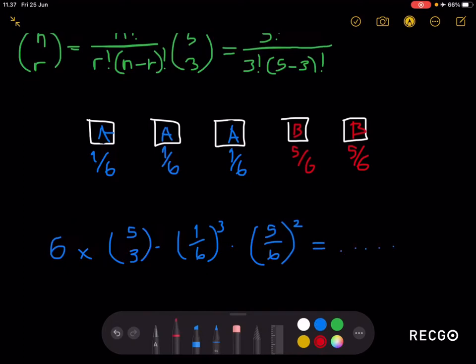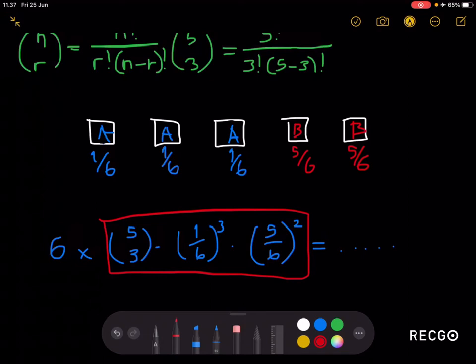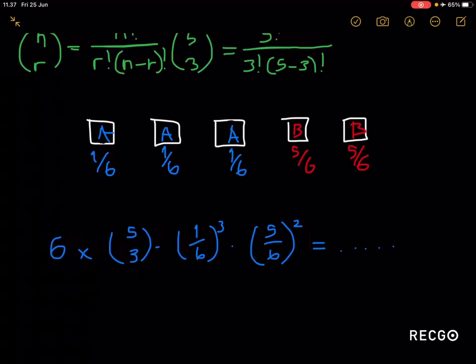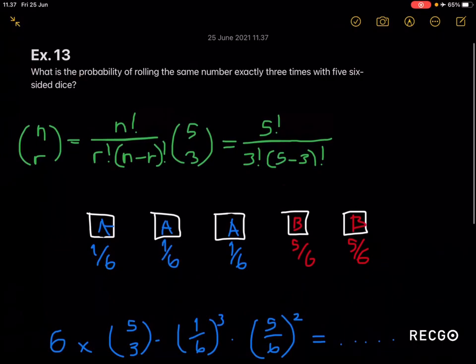Now, if you have learned about advanced probability or advanced statistics, you may know that this is the expression of a binomial distribution of probability. And this ends this video.